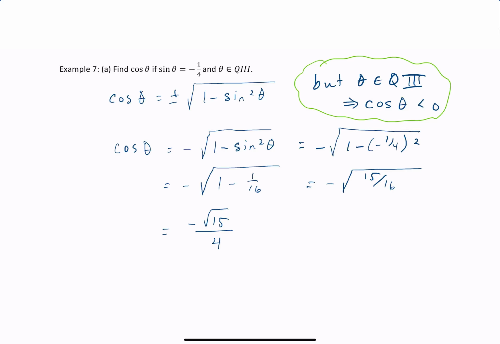Squaring it, we get then minus the square root of 1 minus 1/16. So minus the square root of 15/16, which is minus the square root of 15 over 4.